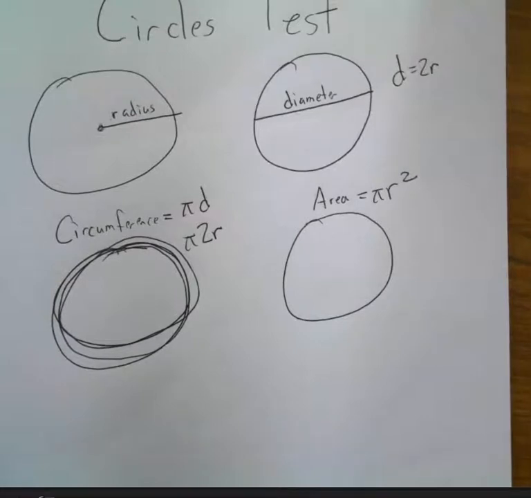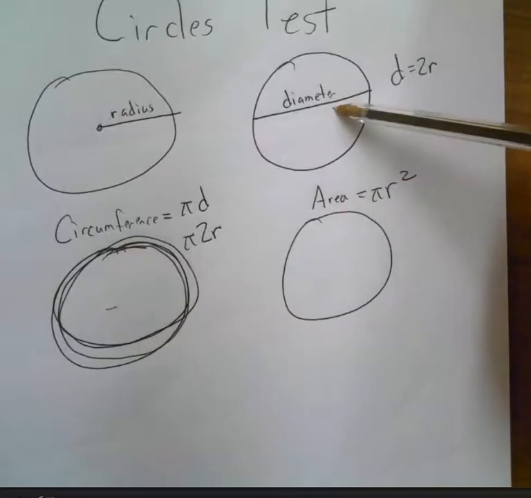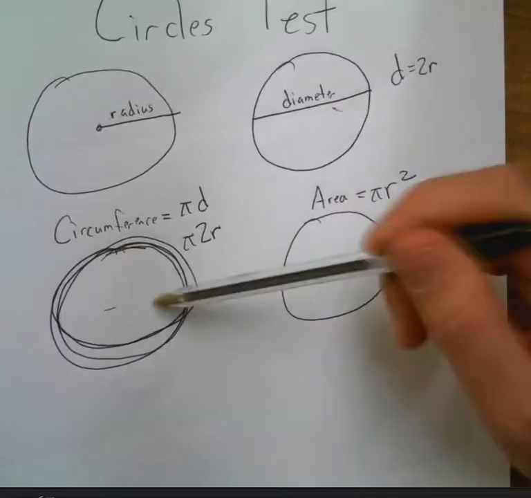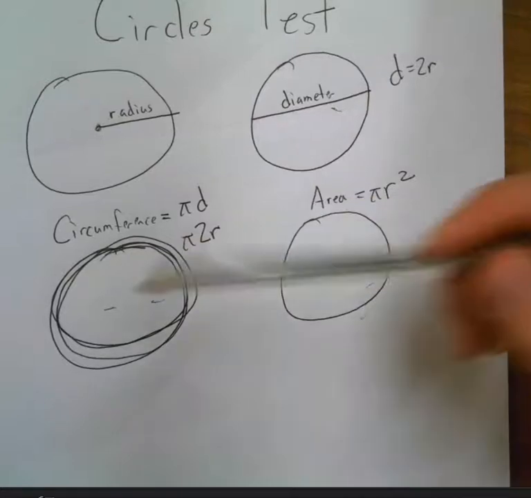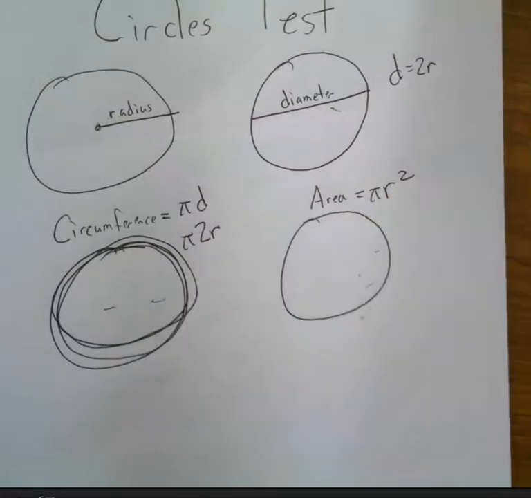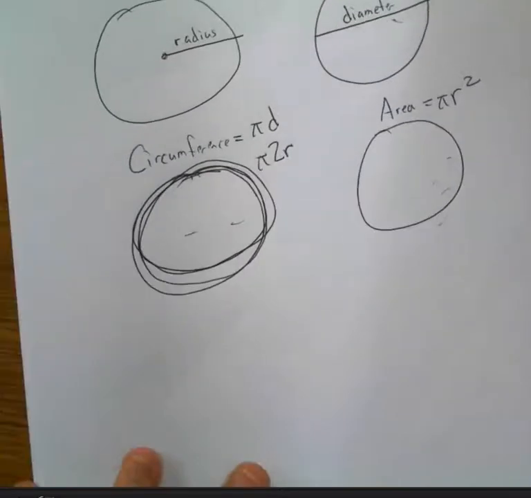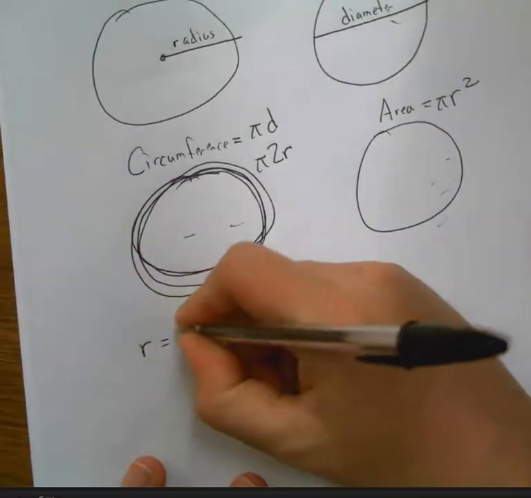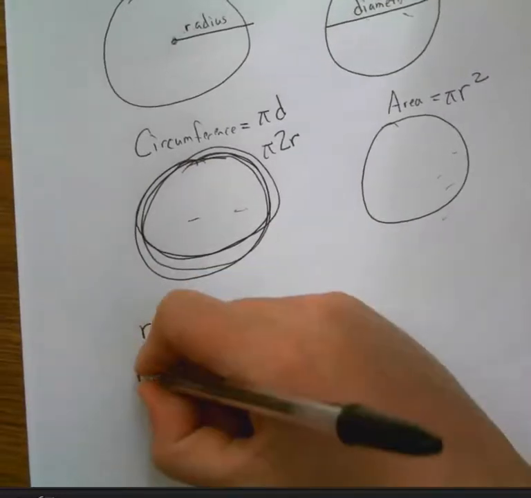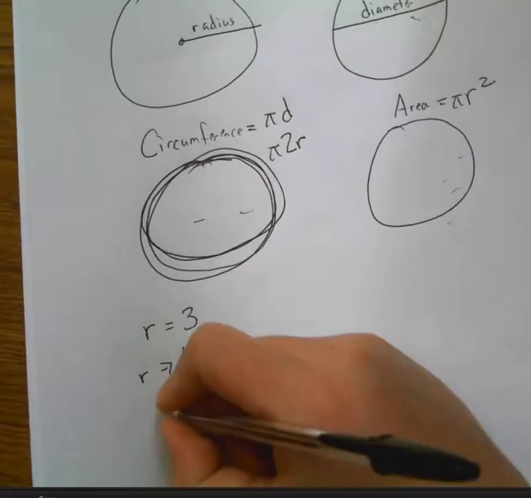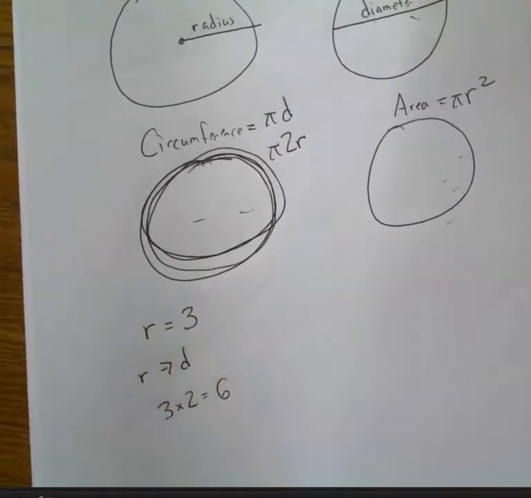Okay, so then we have to be able to get from here to any of these, and from here to any of these, and from here to here. Those are the main ones. So, let's start with radius. If they give me a radius and they tell me the radius is 3, how do I get from radius to diameter? Radius to diameter is times by 2. So I just say 3 times 2 is 6.